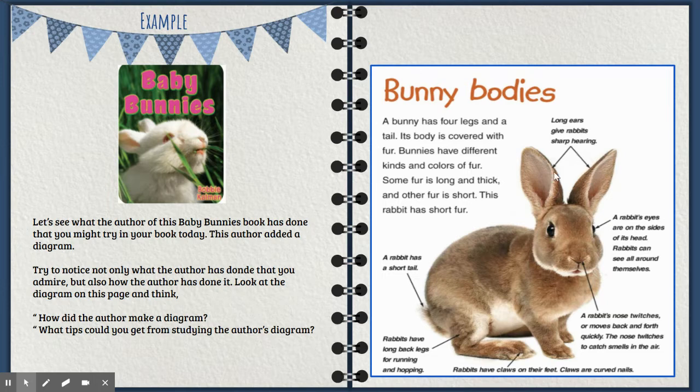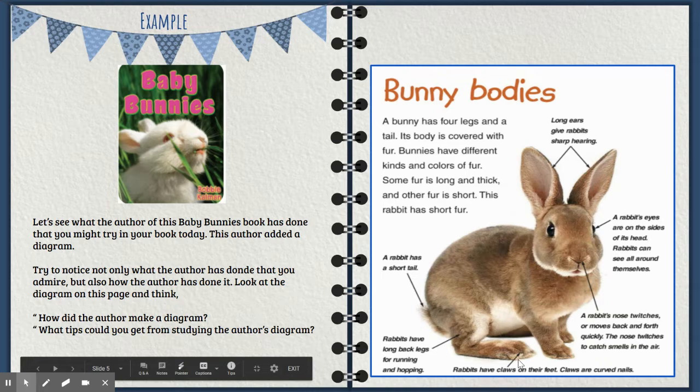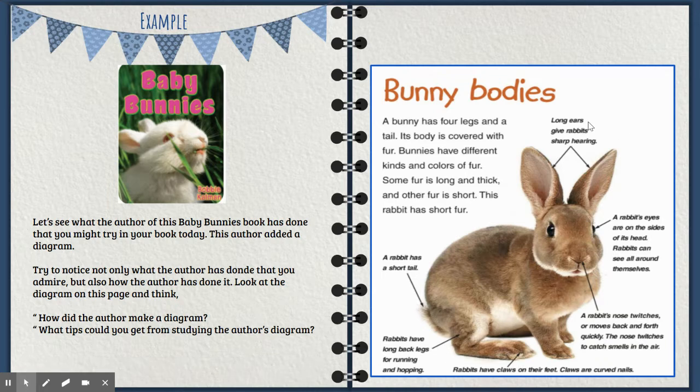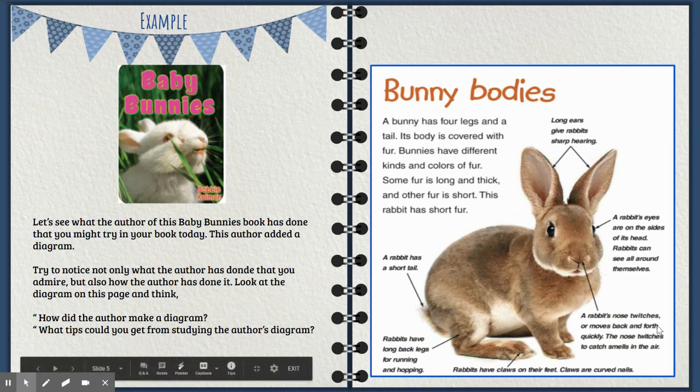She made arrows to show me the ears, the eyes, the nose, the paws, the legs, and the tail. And she also gave a little explanation. She said, long ears give rabbits sharp hearing. A rabbit's eyes are on the sides of its head. Rabbits can see all around themselves. A rabbit's nose twitches or moves back and forth quickly. The nose twitches to catch smells in the air.